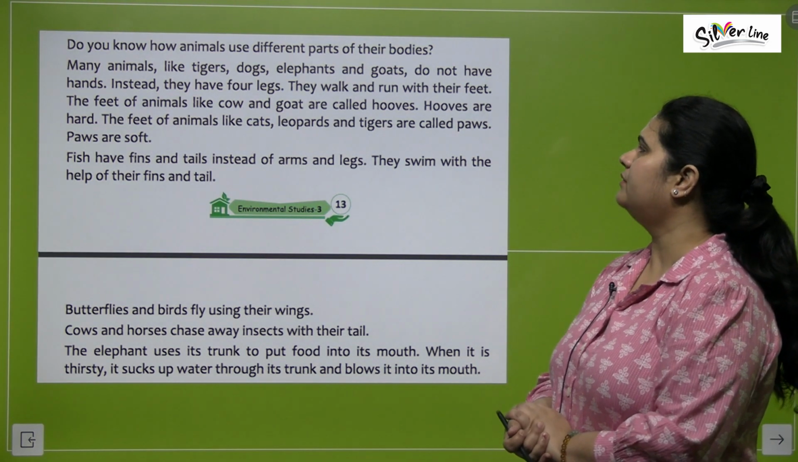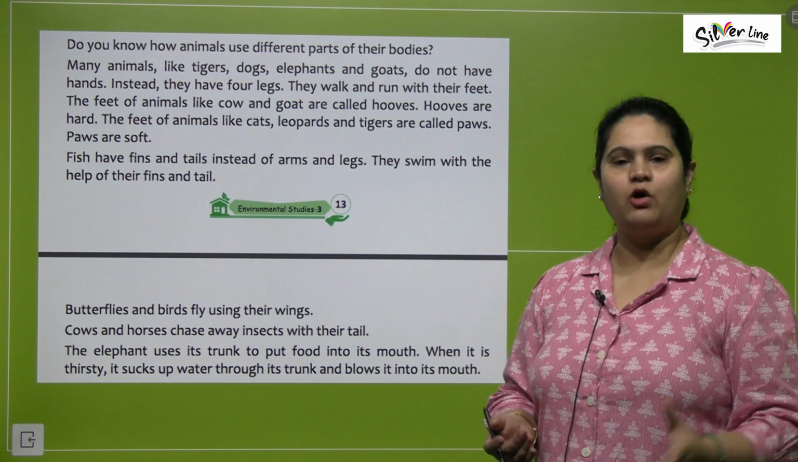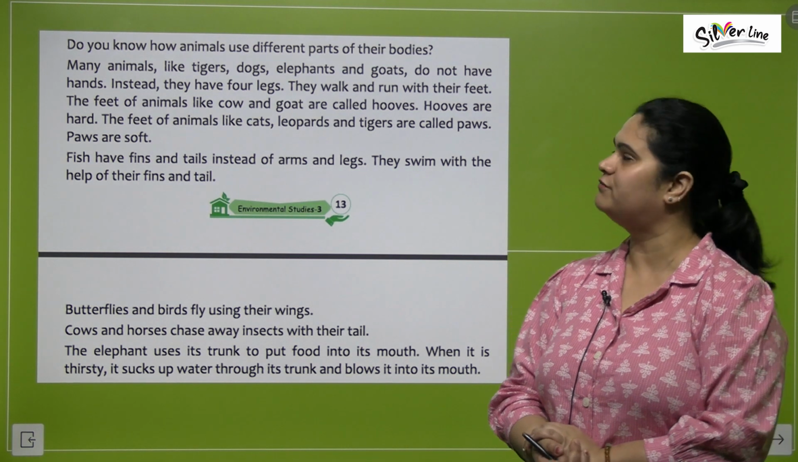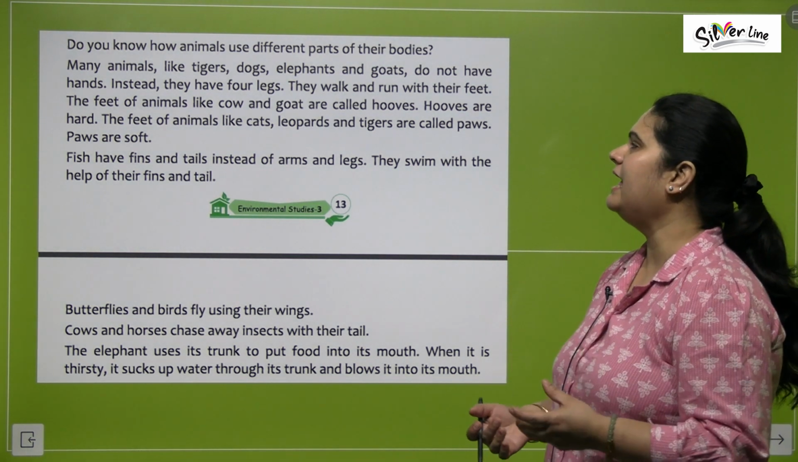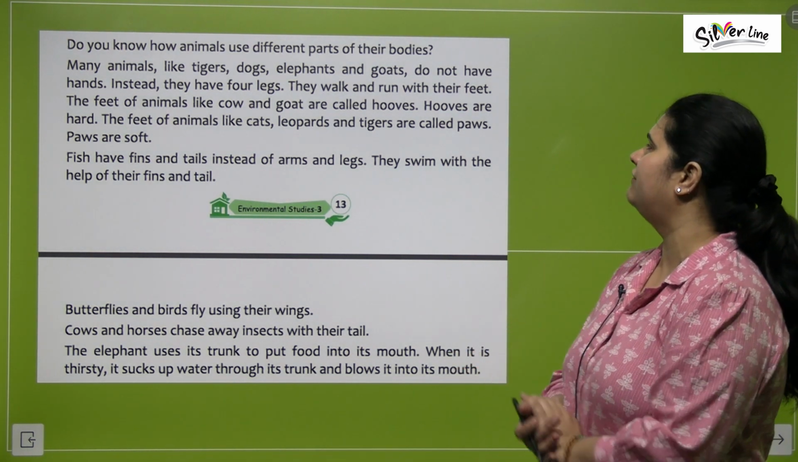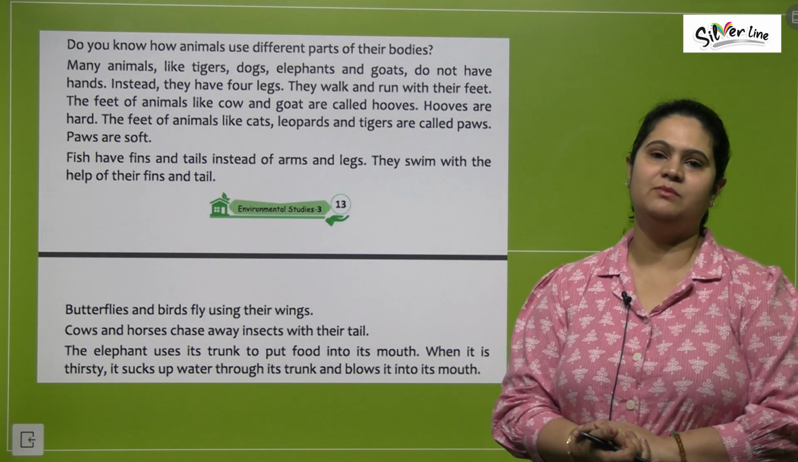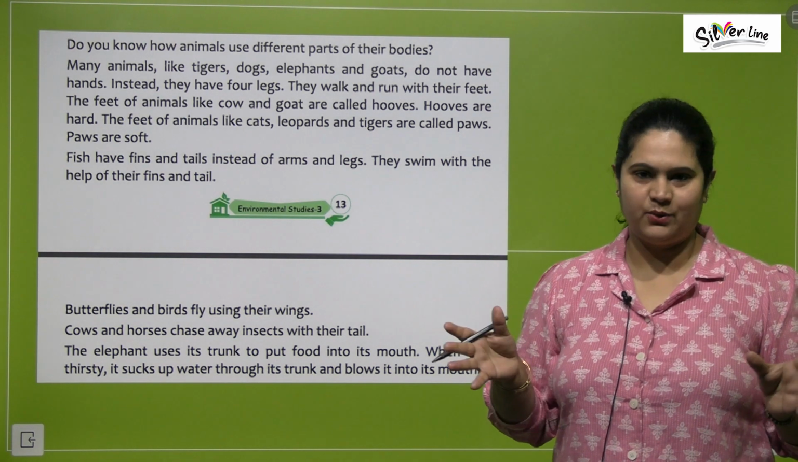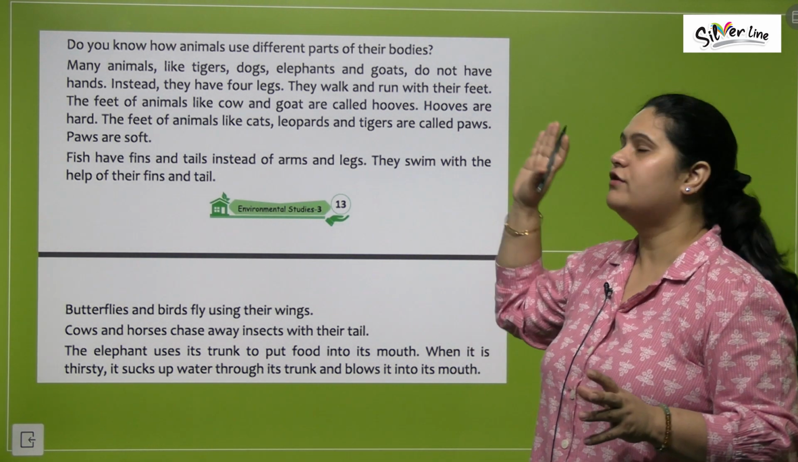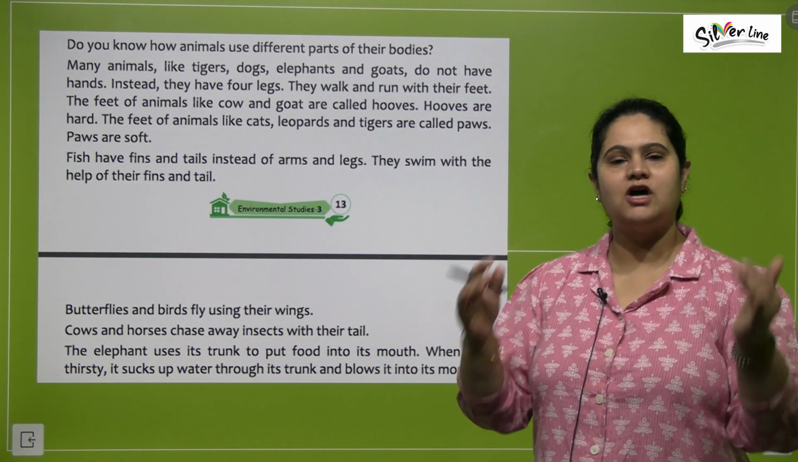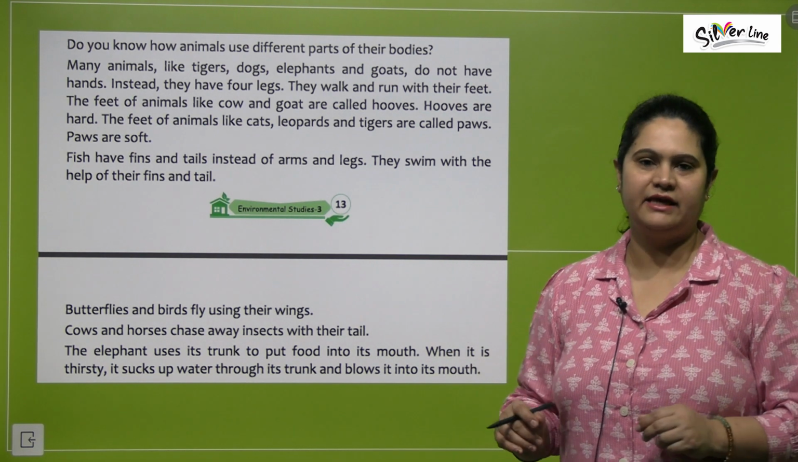Do you know how animals use different parts of their bodies? Animals कैसे अपने different parts of bodies को use करते हैं? Many animals like tigers, dogs, elephants and goats do not have hands. ज़्यादातर जो animals हैं उनके hands नहीं होते, right? They have 4 legs. उनकी चारों टांगे ही होती हैं, हाथ नहीं होते.